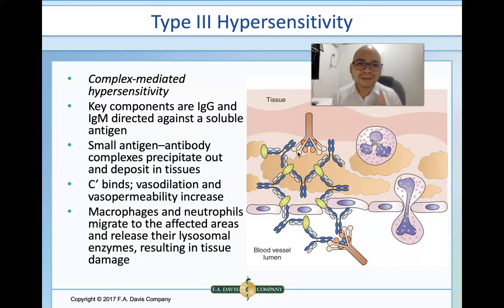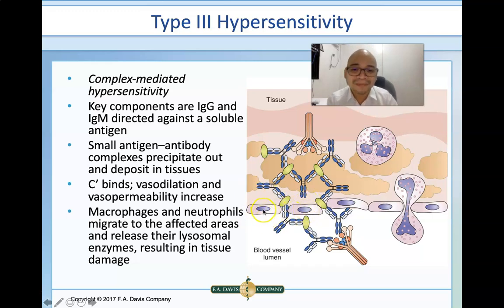Okay, if I will be asking you, what is the most important characteristic of immune complex? Immune complex is soluble. Do not forget it. Immune complex is soluble, and since it is soluble, there is a possibility that the immune complex could be deposited at the basement membrane. Let's say, for example, in this illustration, this is an example of the basement membrane of the blood vessel, deposited at the wall or the basement membrane.